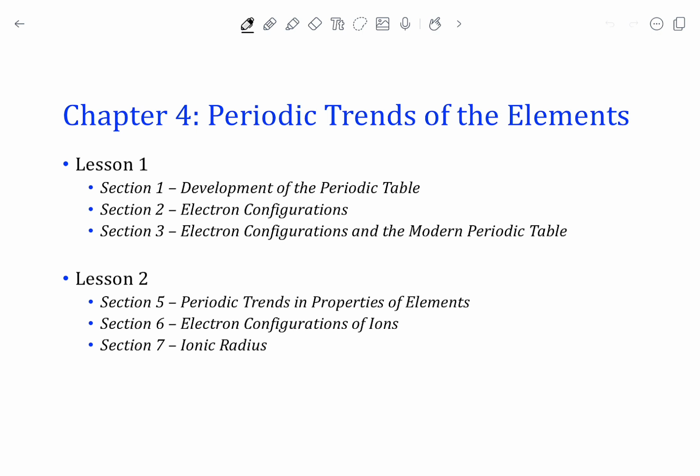We're going to talk about in this lesson the periodic trends in the properties of elements on our periodic table, as well as how to write electron configurations of ions and how the ionic radius varies on the periodic table. Now this first section that we're going to talk about is mainly definitions.